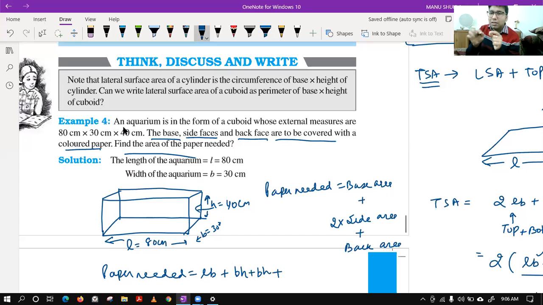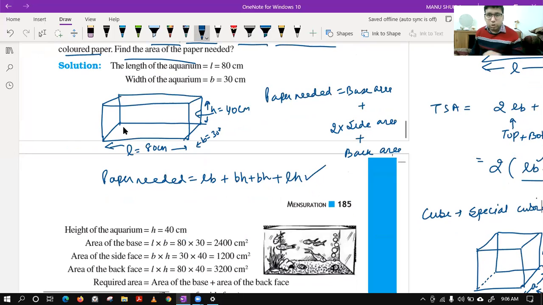In the back, the dimensions are length and height. Okay, it is LH. So this thing we have to find, and as soon as you have found this, you have got the answer. I hope this point is clear to everyone. Now just put the values and you will get the answer. LB plus twice BH plus LH.